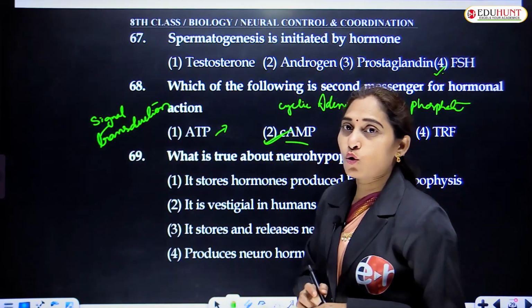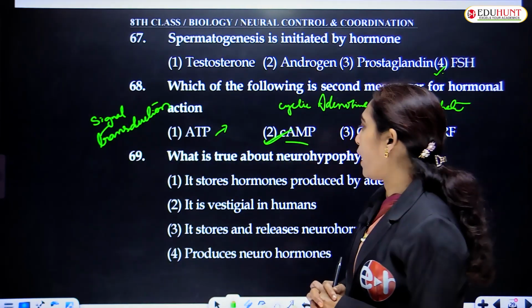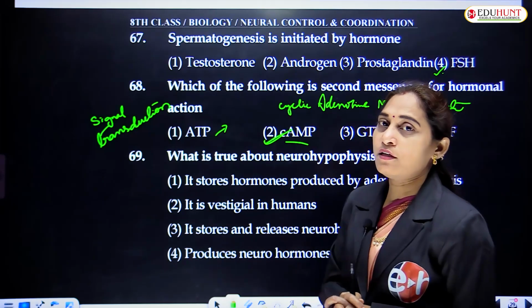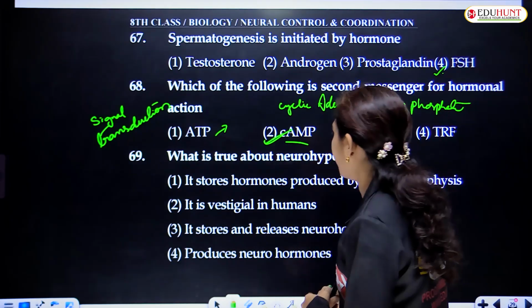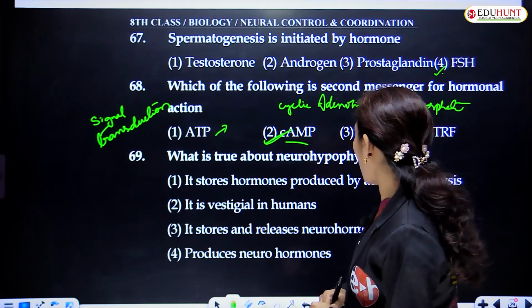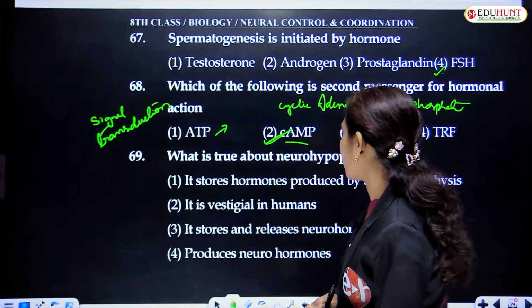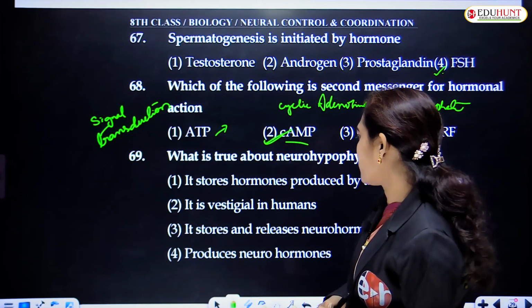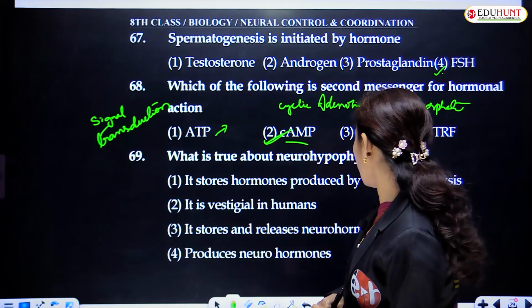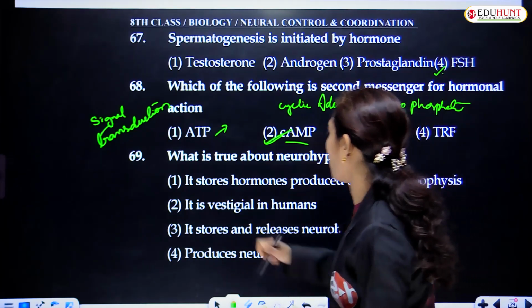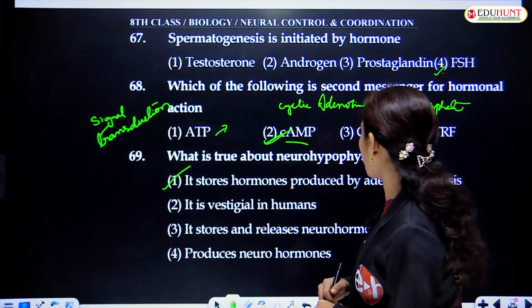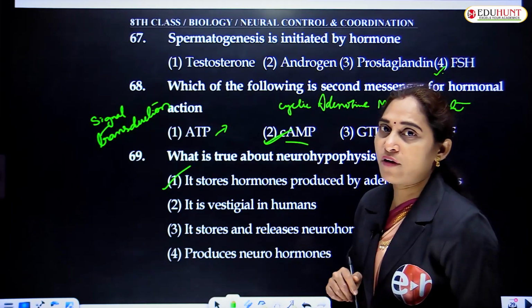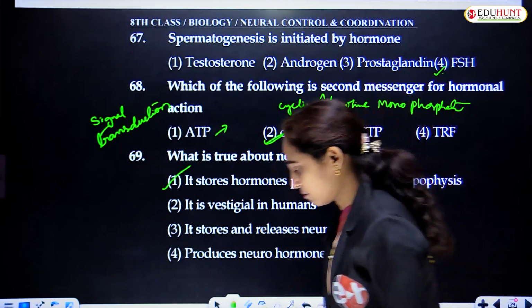What is true about neurohypophysis, which is the posterior part of the pituitary gland? It stores hormones produced by adenohypophysis. It is vestigial in humans. It stores and releases neurohormones, produces neurohormones. It stores and releases hormones produced by adenohypophysis. This is the answer.